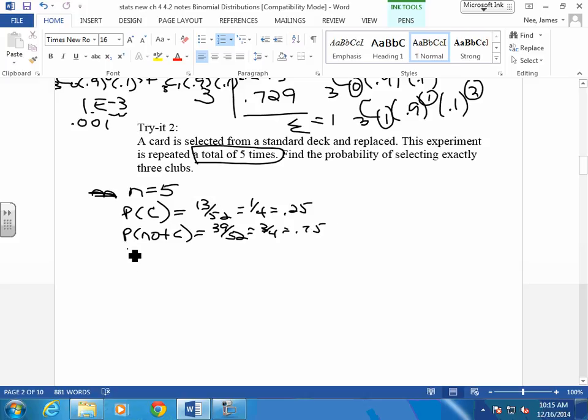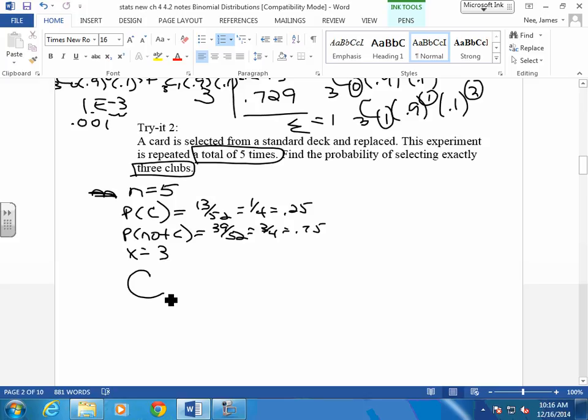Okay. And how many do you exactly want? 3. Do you care what order those clubs come to you out of the 5 cards you pulled? You want them to have exactly 3. Do you care what order they're in? Could I get the first 3 clubs and then not, or the first one and the last one and the middle one? So that's where the combination comes in.